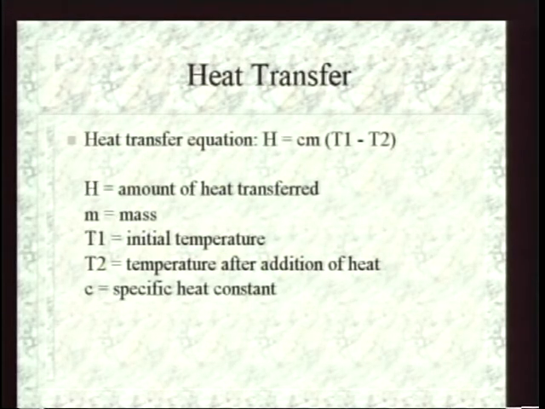Here's the energy transfer equation. That is, heat is equal to C, a specific heat constant, times the mass, times T1 minus T2, where T1 is the initial temperature and T2 is the temperature after the addition of heat. This heat transfer equation is used in the equations that you'll run across in this class for thermal equilibrium, when figuring out when two substances come in contact with each other, what temperature they'll have at thermal equilibrium.